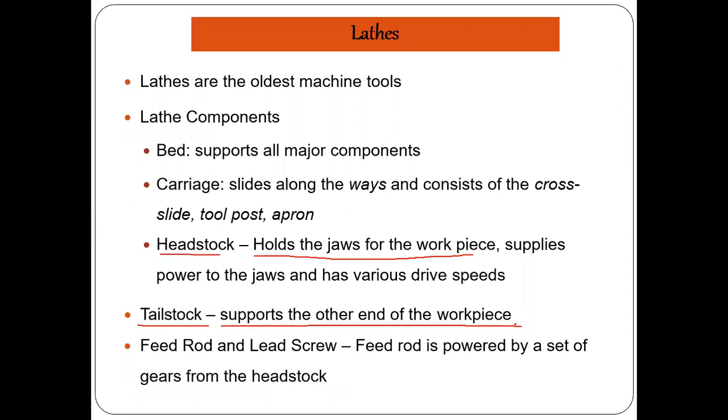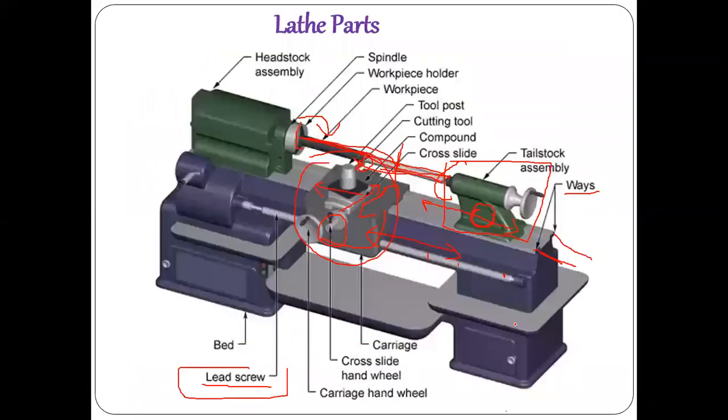So if you are machining a small component, like 200 mm or maybe 100 mm or less, no tailstock is required. A tailstock is normally required only when the length of the workpiece is more than half a meter, more than 500 mm. Then feed rod and lead screw. This is the feed rod.